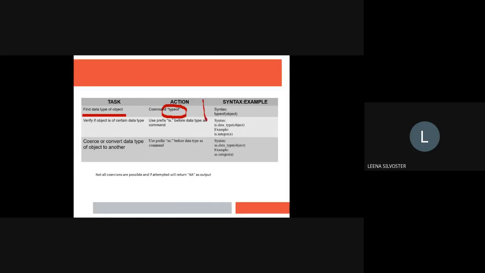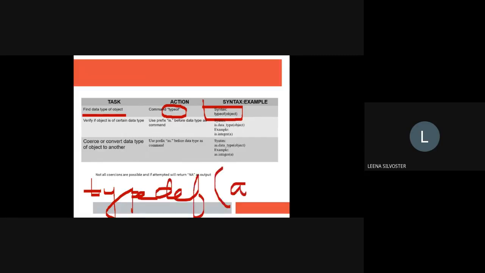Syntax is like this: typeof followed by the object. For example, if you want to know the type of an object named A, then you can write like this. This one is the object.